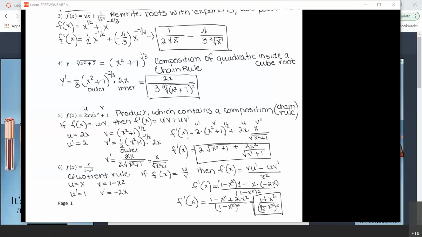Again, if you want to do all the simplifying. So again, this is just the quotient rule. And this didn't have anything else hidden inside. Okay, with the quotient rule. Questions about it?